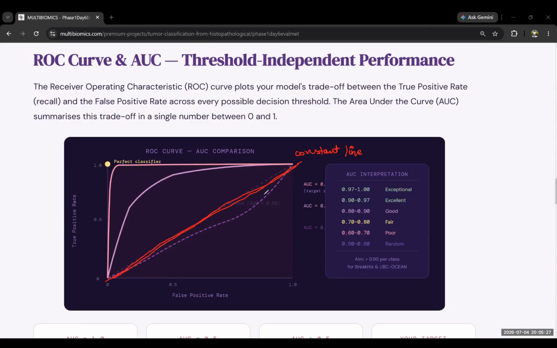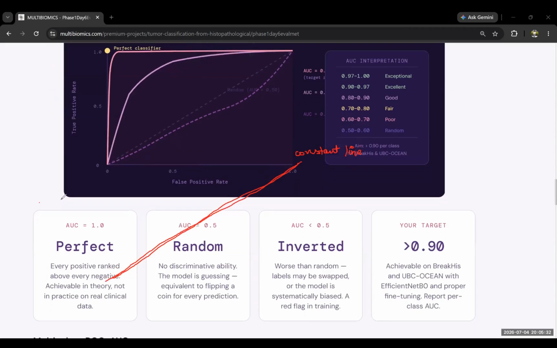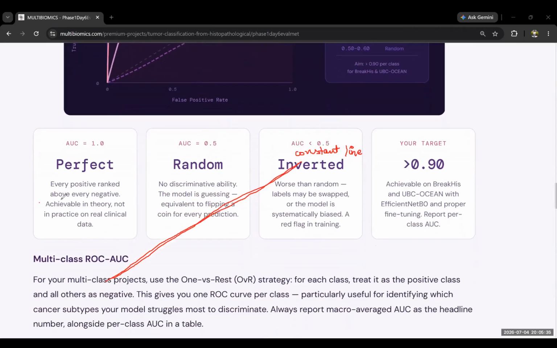So what do you mean by straight line? If you get a straight line over here, let me show you by graph. So area under the curve, it is a straight line. That means your model is not discriminating which is benign and which is malignant. So 50% randomly it is placing in benign, and 50% randomly it is placing in malignant. You got it? Perfect AUC value is 1, but that is not possible. Every positive is ranked as positive and every negative as negative. That means no misclassification.